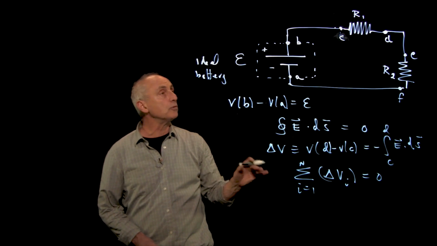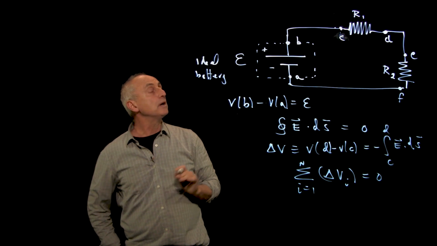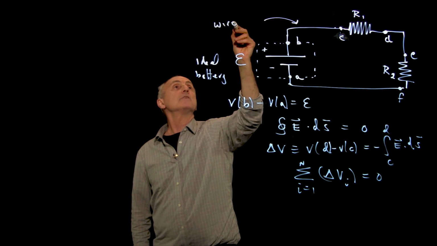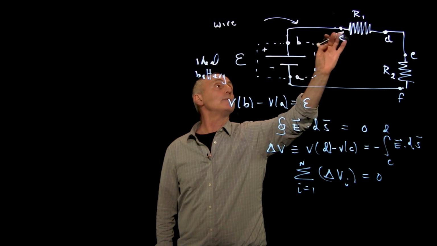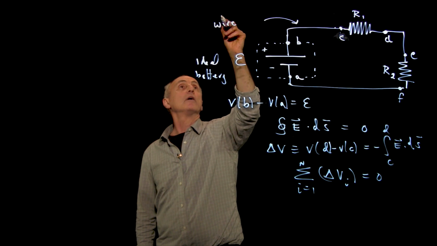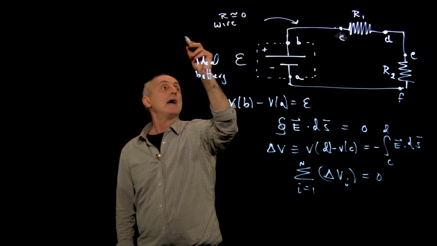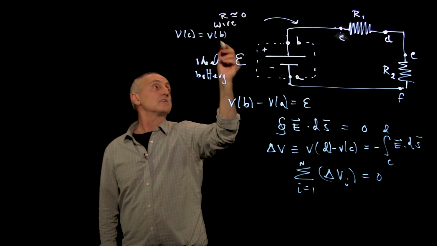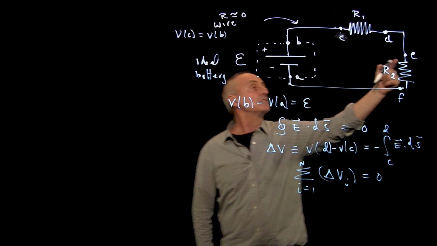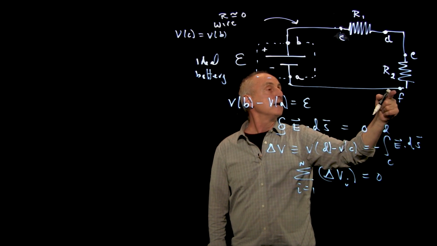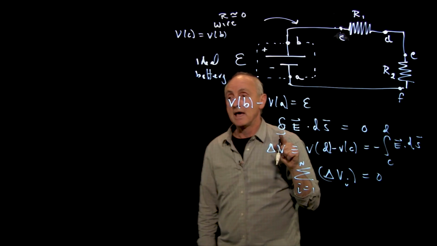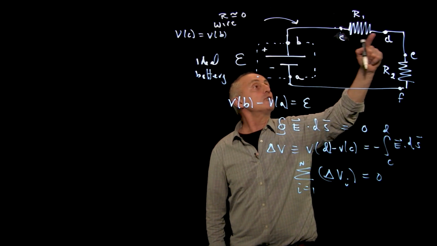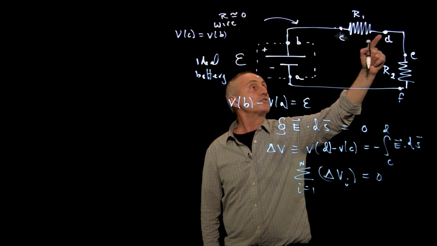And now we want to apply that to this loop. But what's important to realize is that we're assuming this connection between B and C is a resistanceless wire, R is essentially 0. And so that tells us that the potential at C is the same as the potential at B. The potential at E is the same as D. The potential at F is the same as A. And what we see is that the potential is increasing as we cross the EMF, and the potential is decreasing as we cross a resistor.